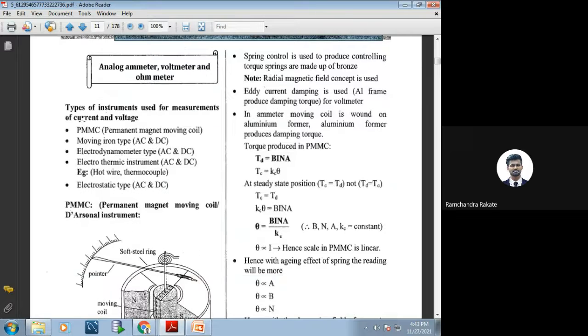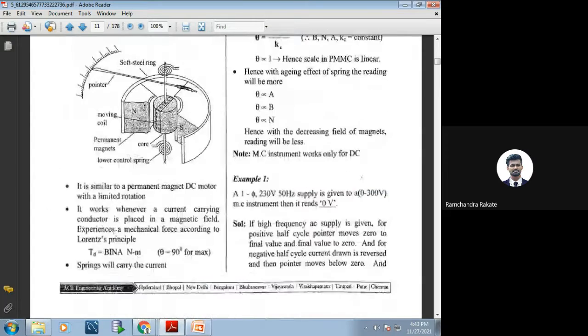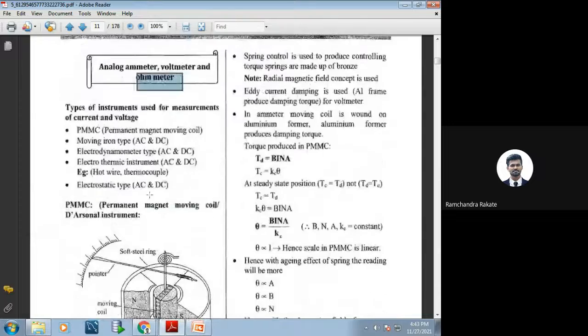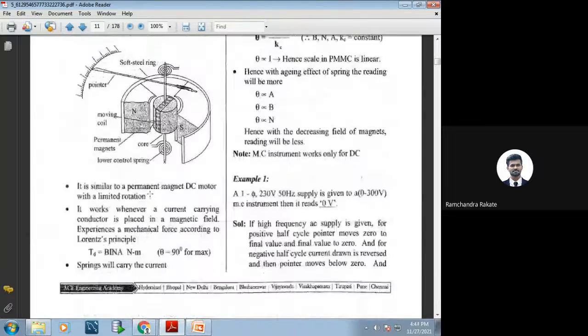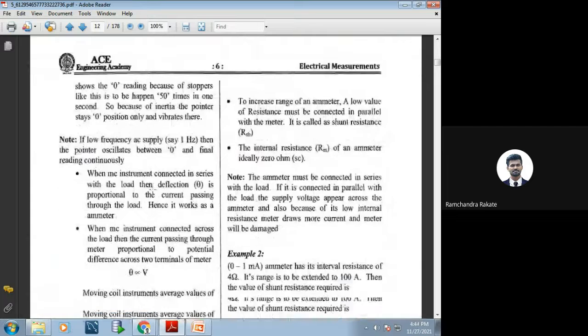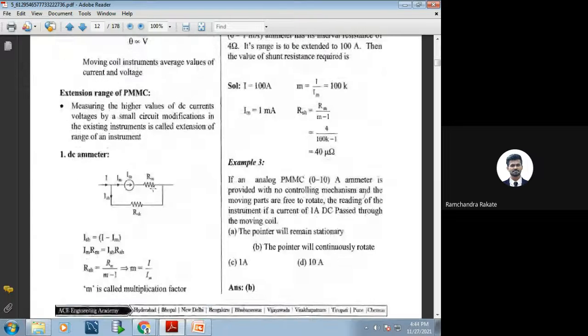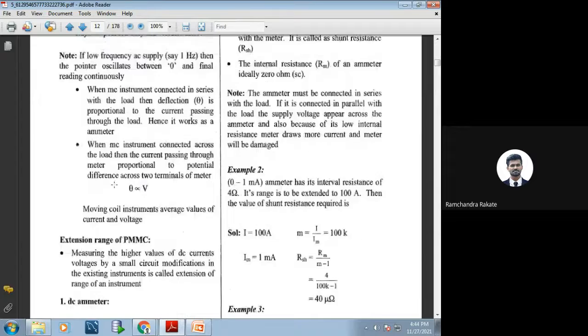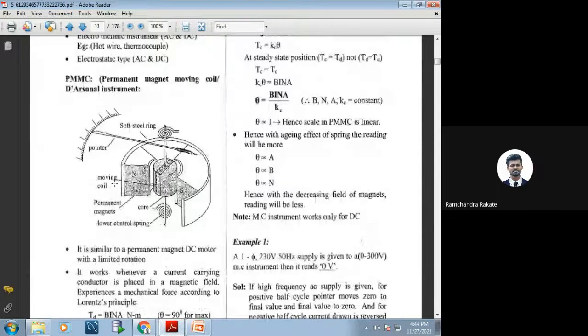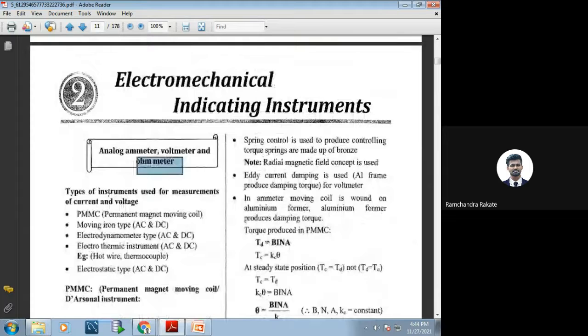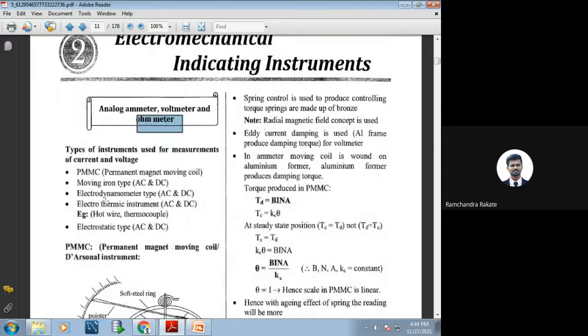As we know, the analog ammeter, analog voltmeter, and analog ohm meter all work on the basic principle of a certain type of arrangement. Today we'll look at this arrangement and then solve some numericals based on that. Also, in this, we'll look at range extension. That is most important and frequently asked in the GATE exam, range extension. So let's get started.